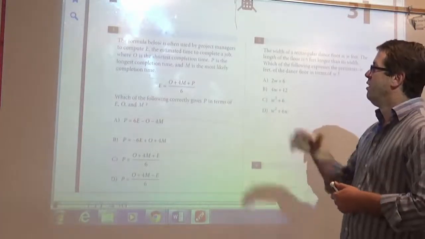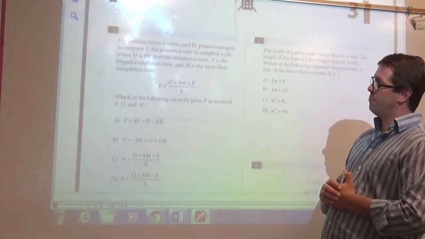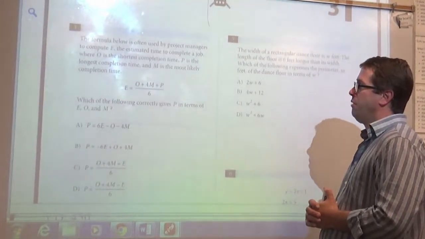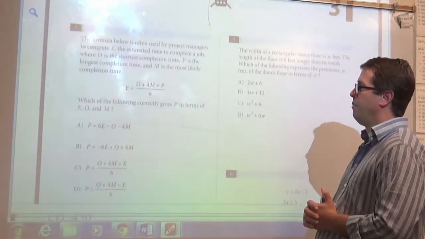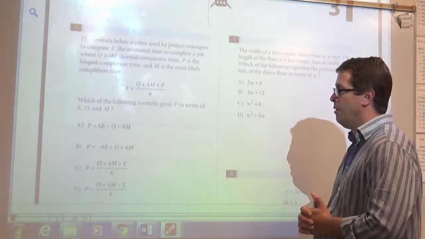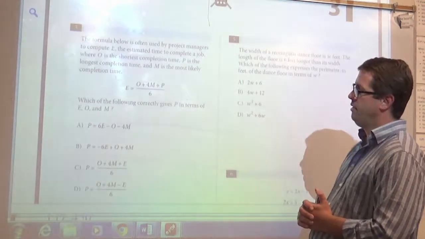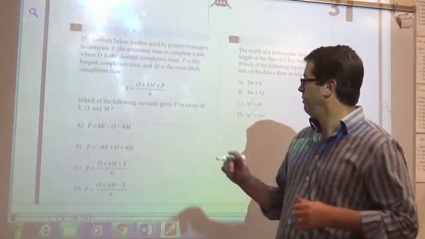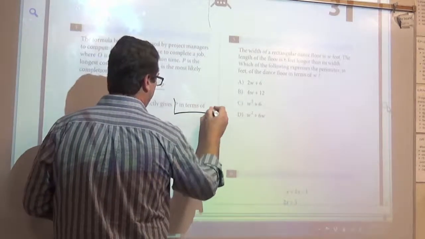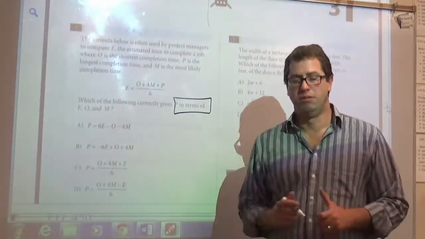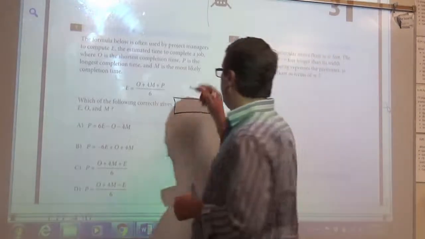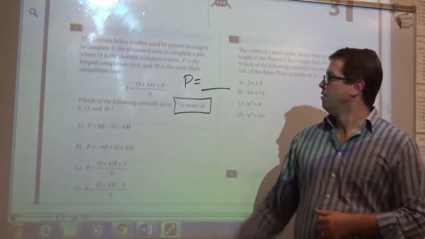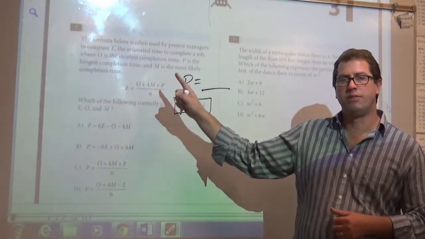All right, for number 3, the formula below is often used by project managers to compute E, the estimated time to complete a job, where O is the shortest completion time, P is the longest completion time, and M is the most likely completion time. Which of the following correctly gives P in terms of E, O, and M? So right here what they're asking for is P in terms of everything else. What that really means is they want me to have P equals something. So I need to rearrange this until I've got P by itself.